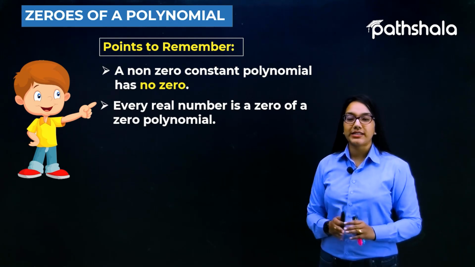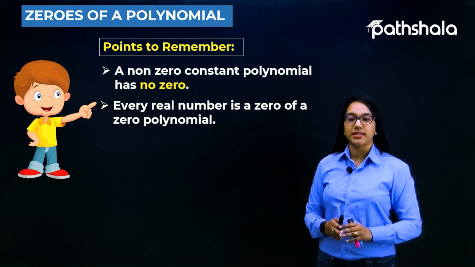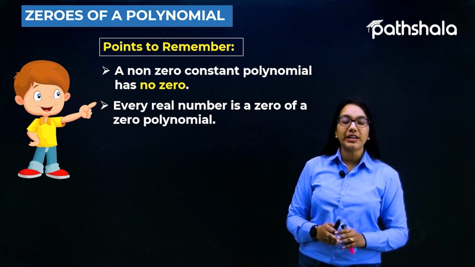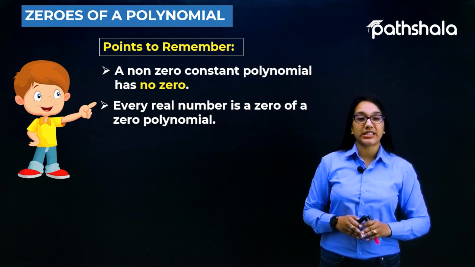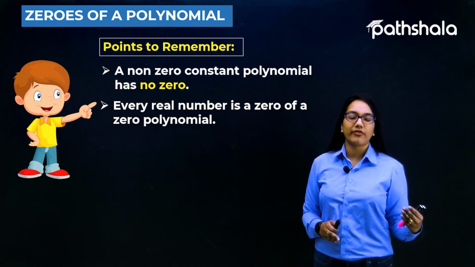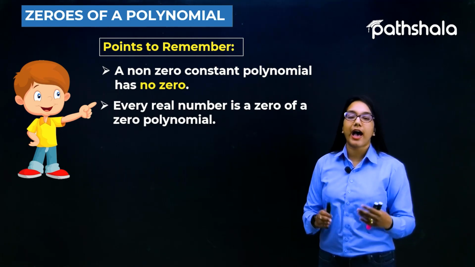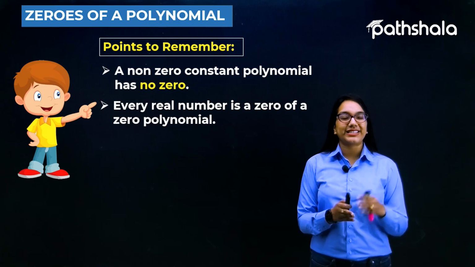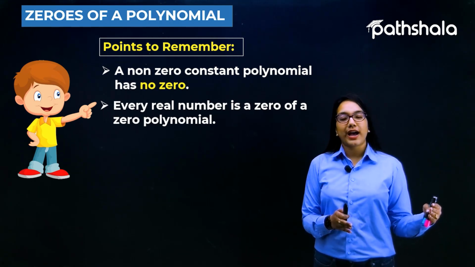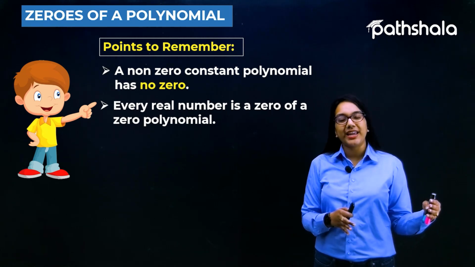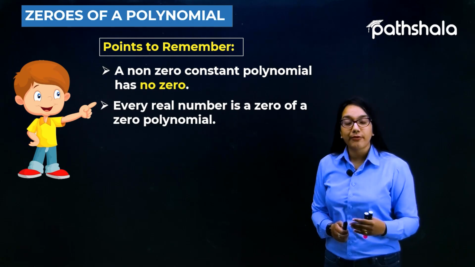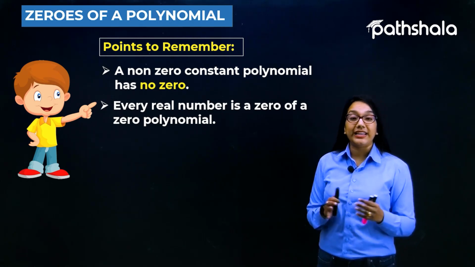The second point is that every real number is a zero of the zero polynomial. If we are talking about the zero polynomial, then obviously a zero polynomial is nothing but zero. Any real number can be the zero of a zero polynomial, because if we have the polynomial p(x) = 0, we can substitute any value of x and the answer will always remain 0. So the zero polynomial can have any real number as its zero.